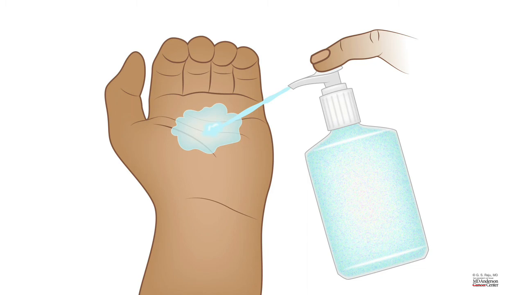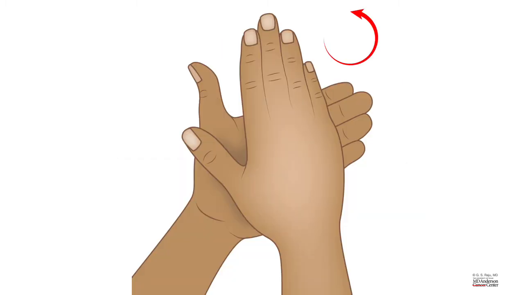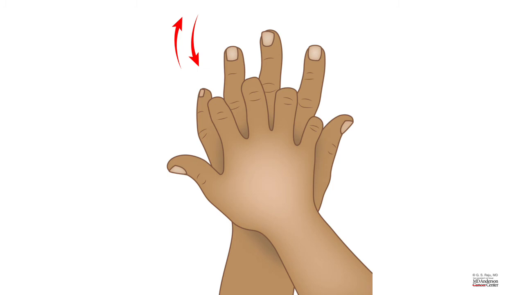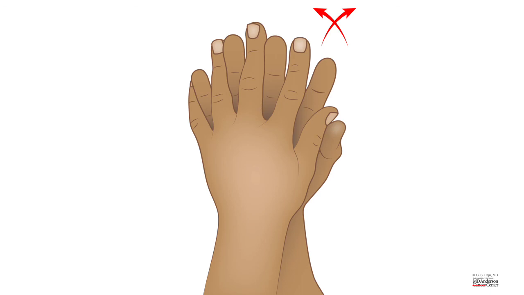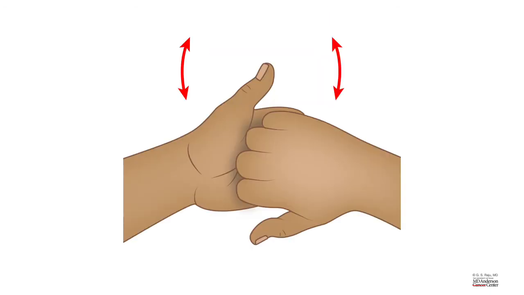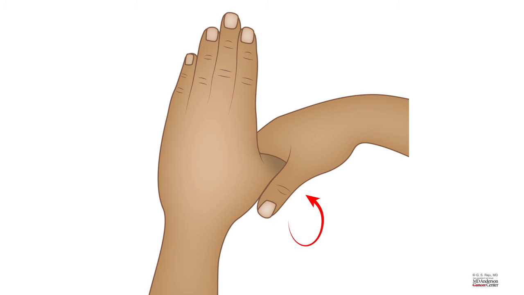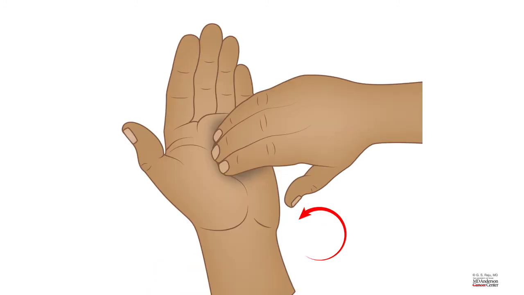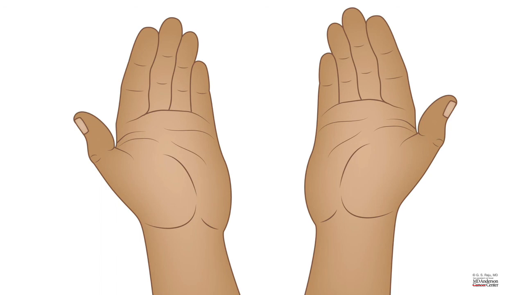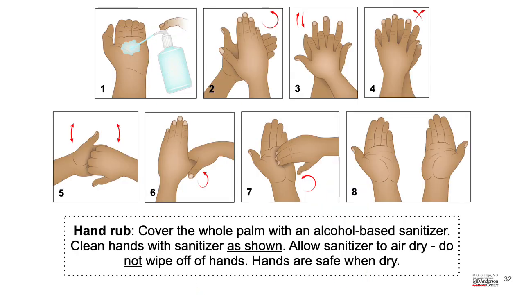Put some hand sanitizer in the palm of the hands. Rub the palms, back of the hands, webs of the fingers, in between the fingers, inside the fingers, webs of the thumbs, tips of the fingers, and then let the hands dry, air dry. Do not use a wipe to wipe off the hands. Let them air dry. Hands are safe when they are dry. And this is another method of hand sanitization.